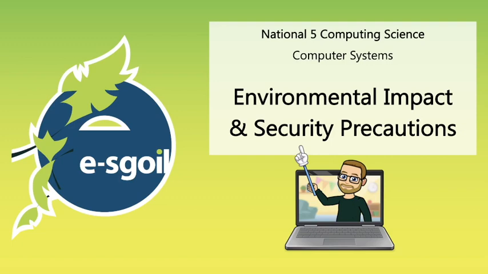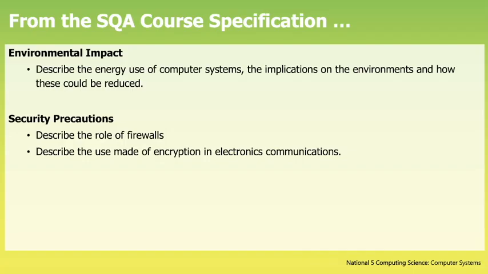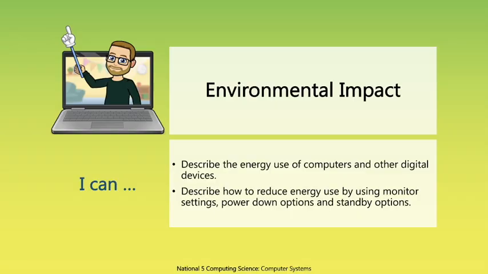This video is going to be a very quick overview of the environmental impact and security precautions parts of the computer systems unit within National 5 Computing Science. Within environmental impact, you need to be able to describe the energy use of computer systems, the implications on the environment, and how these could be reduced. Within security precautions, you need to be able to describe the role of firewalls and describe the use made of encryption and electronic communication. So let's start by looking at environmental impact.